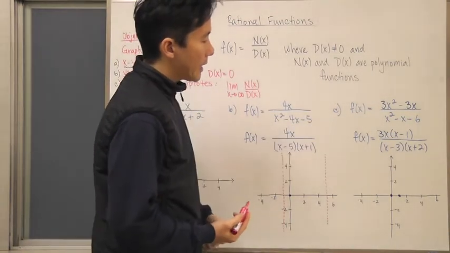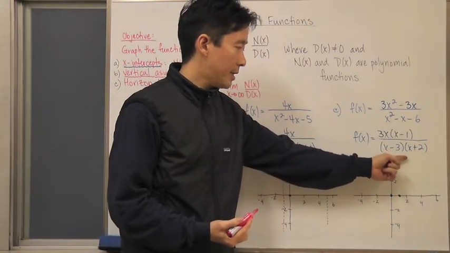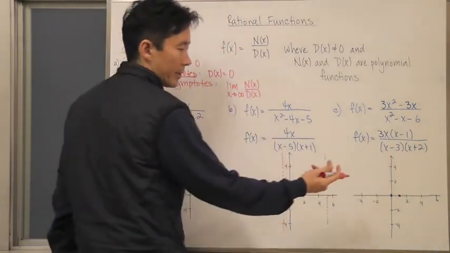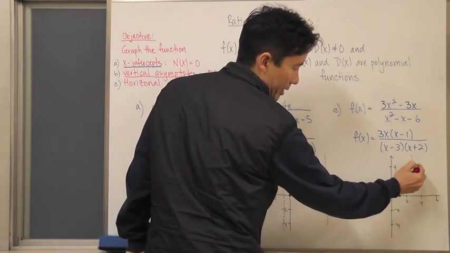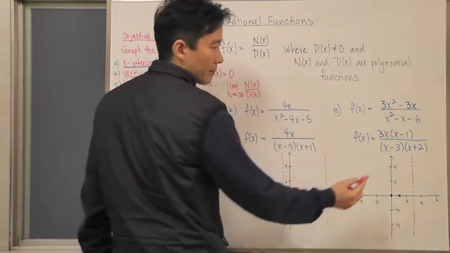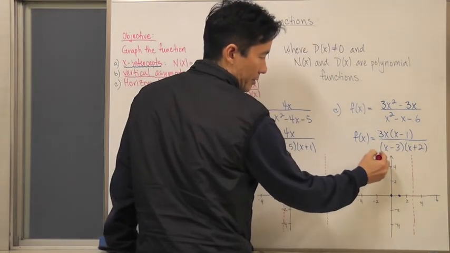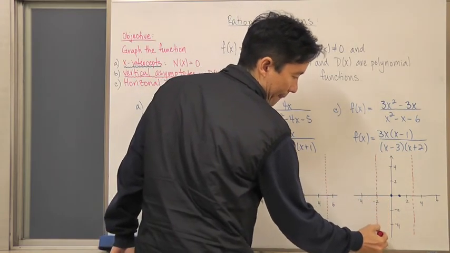Okay, and with C, I can go ahead and again take a look at just the denominator. Notice I factored it again. And now I know that there is going to be a vertical asymptote at x is equal to 3, which is right here, and when x is equal to negative 2, which is right here. Okay.